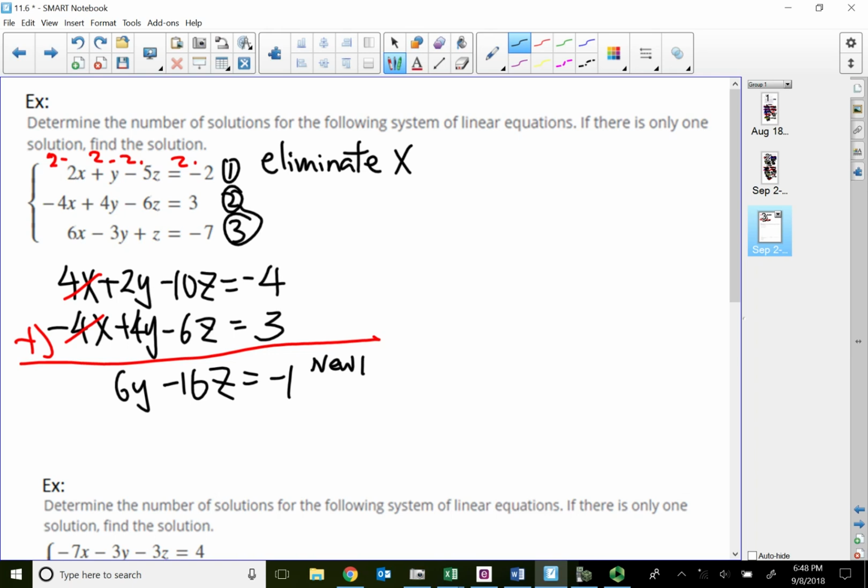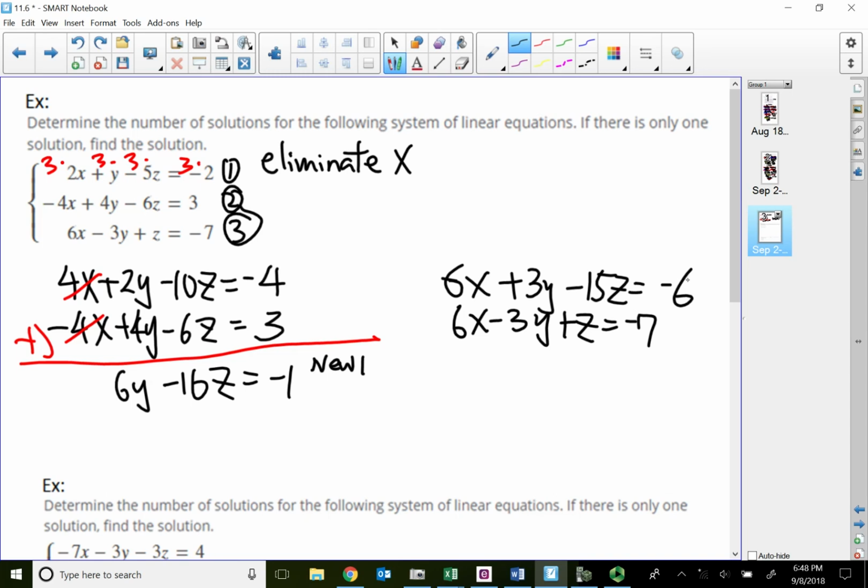Now I'm going to pick the first equation and third equation. So when I pick first and third, that means I need to make the x to be 6. So the first equation now will times everything by 3. The third equation is not going to change. So that is still 6x minus 3y plus z equal to negative 7. First equation now would be 6x plus 3y minus 15z equal to negative 6.